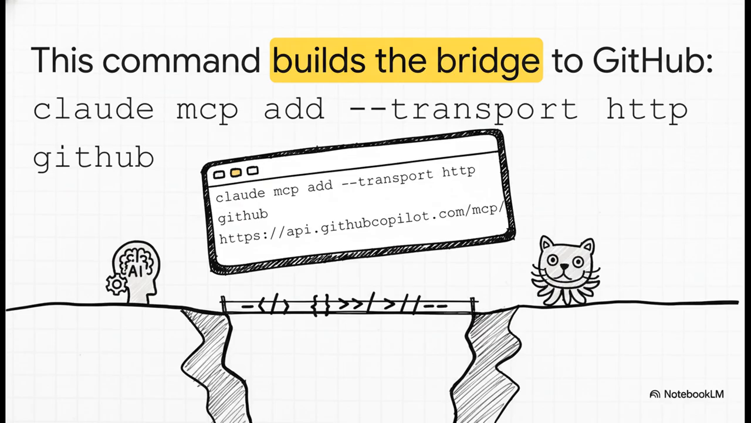Let's look at a real-world example. Say you want to connect to GitHub. You'd run this exact command right here in your terminal. All this is doing is telling Claude, hey, I want to add a new tool, I'm going to call it GitHub, and you can find it at this URL. That's it. You've just built the bridge.